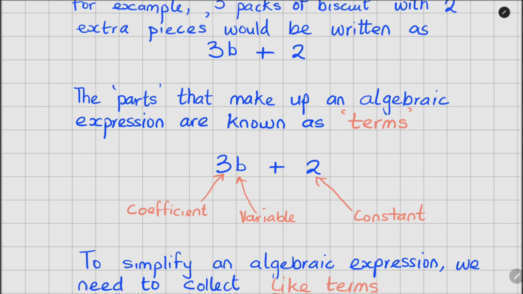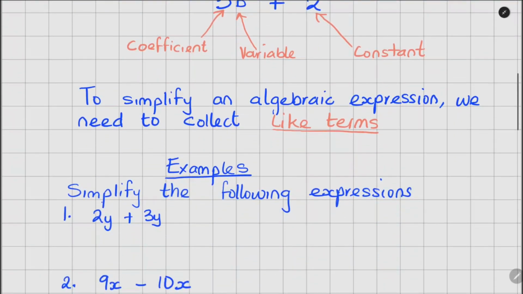The other number, that is the other term here, is our constant. It doesn't have any variable attached to it, so we refer to it as a constant. Now let's get into the real business of the day. To simplify an algebraic expression, we need to collect like terms.